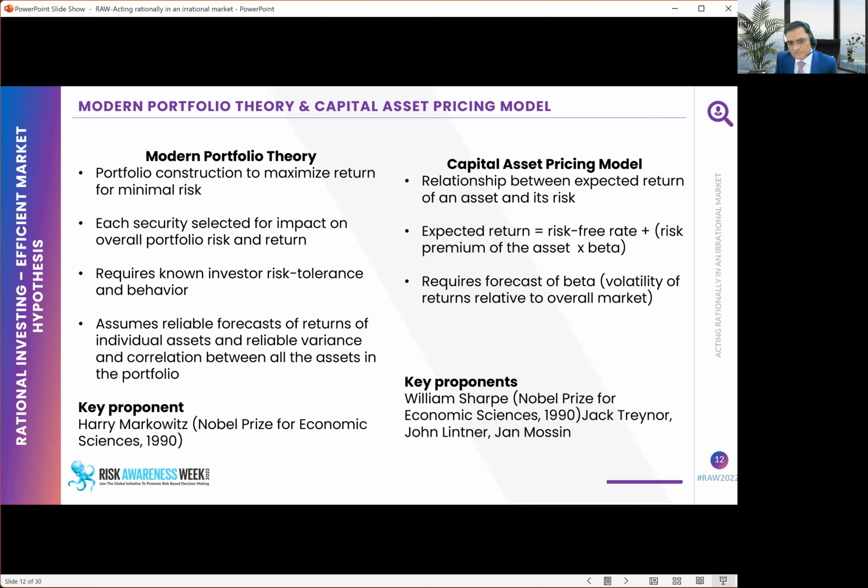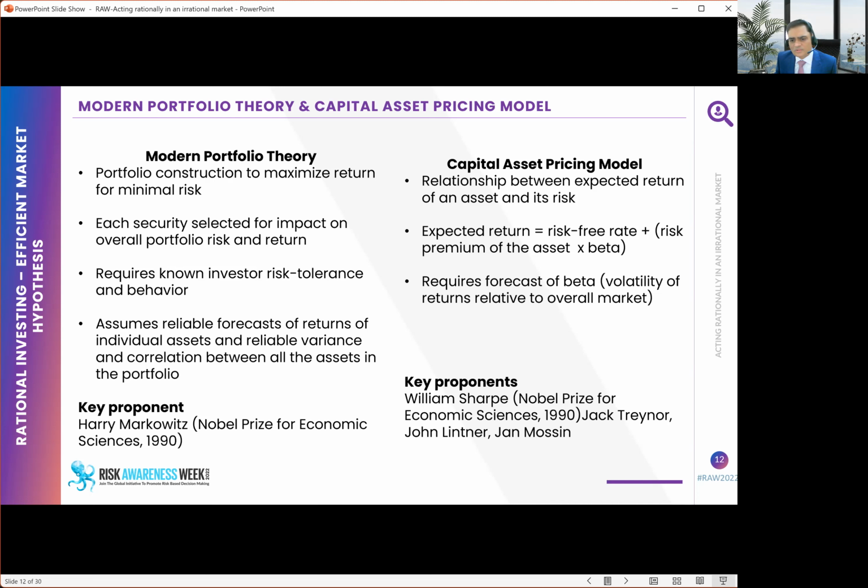But modern portfolio theory requires certain assumptions too. First of all, you need to know what your risk tolerance is as an investor. You have to quantify that, and you also assume that you will always behave rationally.